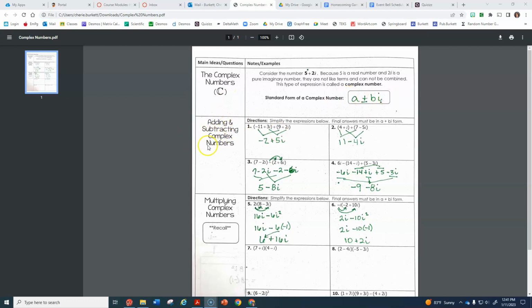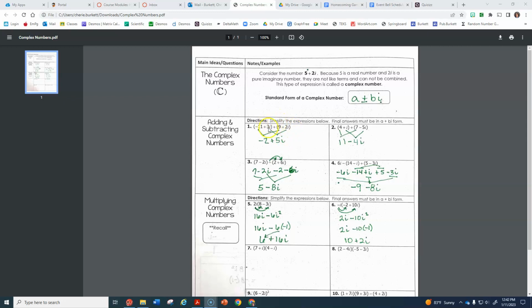We can combine numbers by either adding or subtracting them, and they work very much like combining like terms. Since this is a plus sign right here, we're simply going to combine the real parts, and that means put the negative 11 together with the positive 9. A negative 11 and a positive 9 combined together give you negative 2. We're going to simply combine the imaginary parts. I have a positive 3i and a positive 2i that combines together to give me a positive 5i.